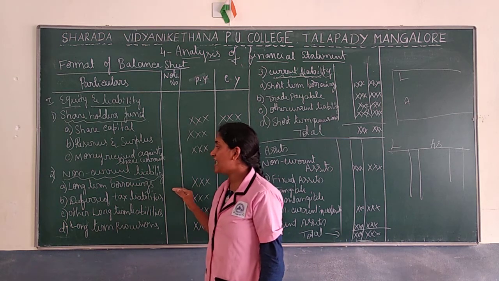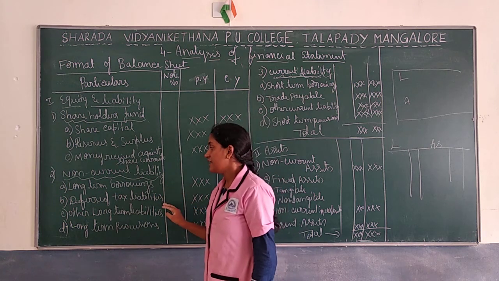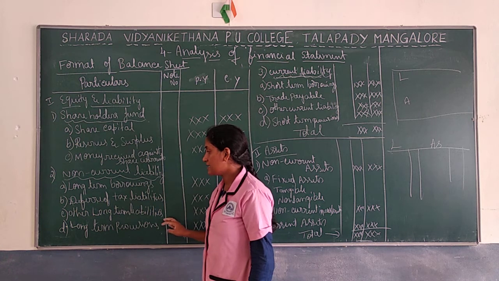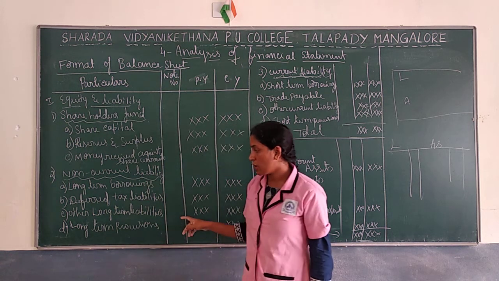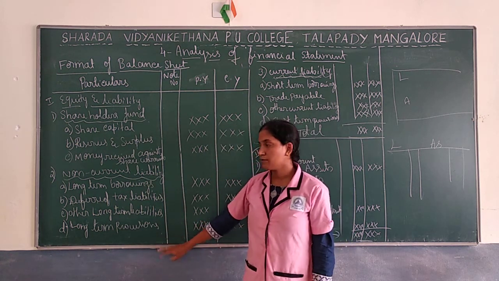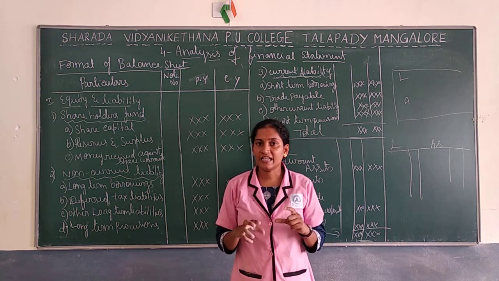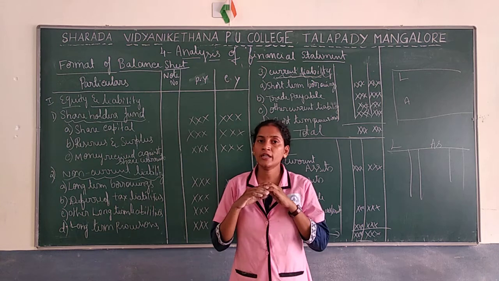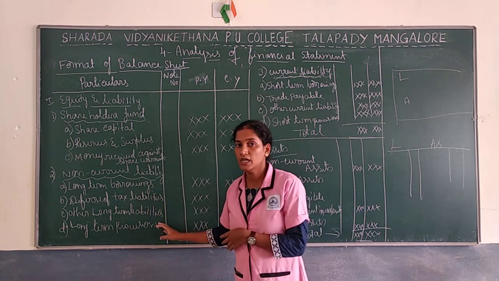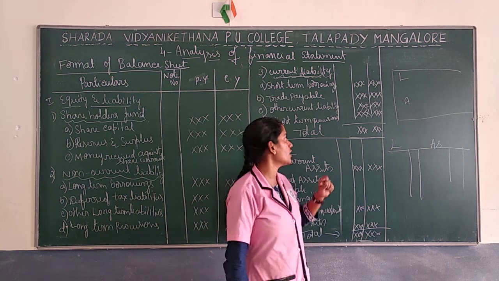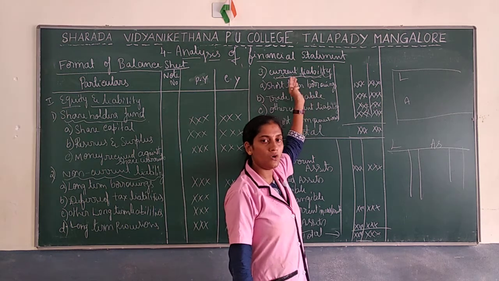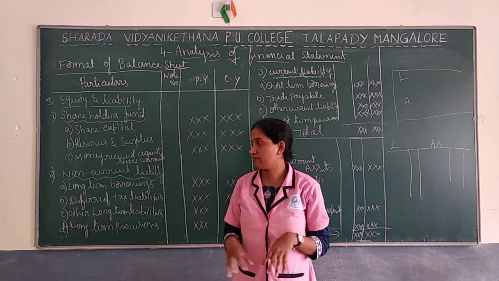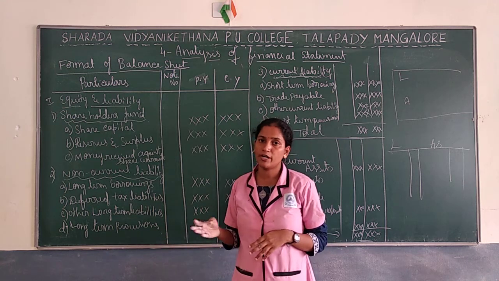Non-current liabilities are long-term borrowings, deferred tax liability, other long-term liability and long-term provisions. See, under the non-current liability, all the long-term items will come. All the short-term provisions, short-term loans, everything will go to current liability. Current is for a short period of time, whereas non-current is for a long period of time.